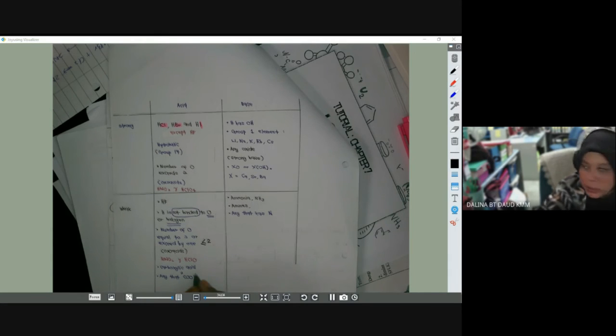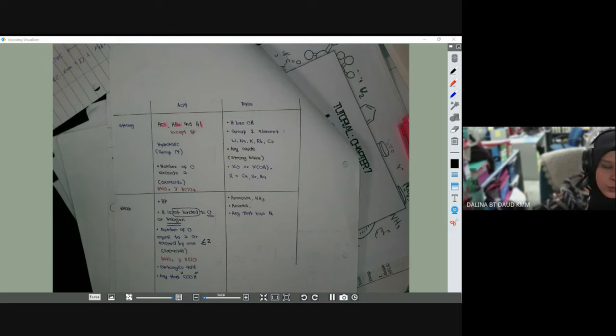HClO, O dia tu 1 je. So, automatic weak. Carboxylic acid. Another one is carboxylic acid or any that have end with COOH, which is weak acid. Okay, sampai kat situ ada apa-apa nak tanya? Tak ada. Okay, base.